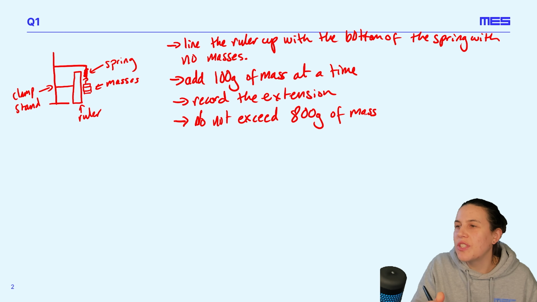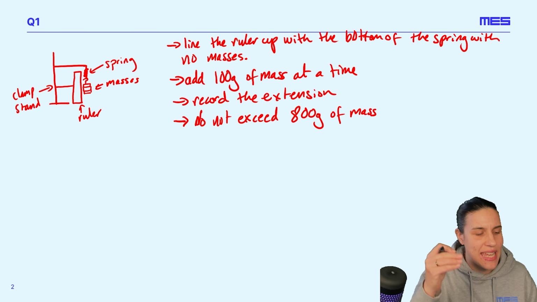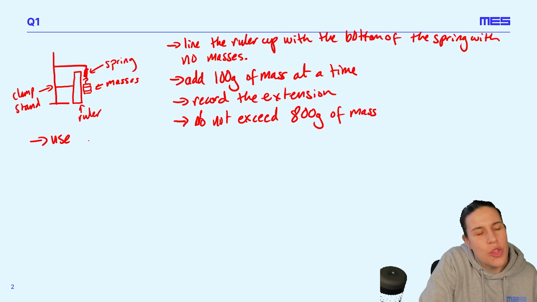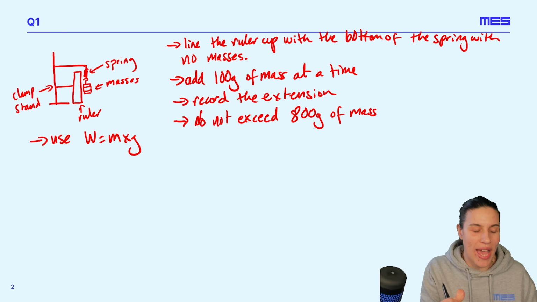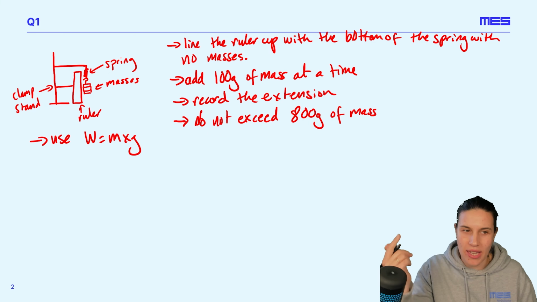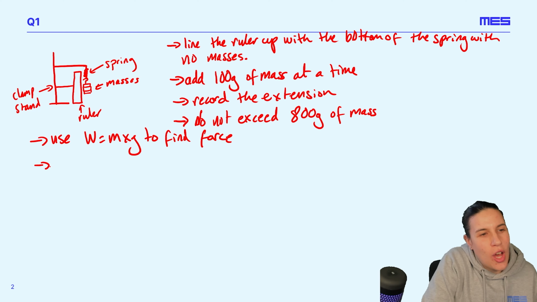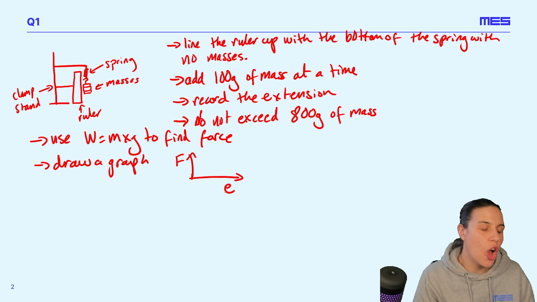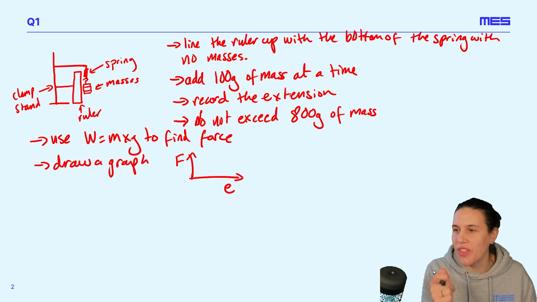Right, okay. So I've dealt with the extension, but then I need to talk about the force, okay? Because what I'm doing is I'm adding masses. And how do I convert mass into force? I'm going to use the weight is equal to mass multiplied by gravitational field strength equation. That's how I'm going to work out how much force those masses are exerting to find the force, and then I'm going to draw a graph with force on the y-axis and extension on the x-axis. And that should be more than enough to get me 6 marks for this question.